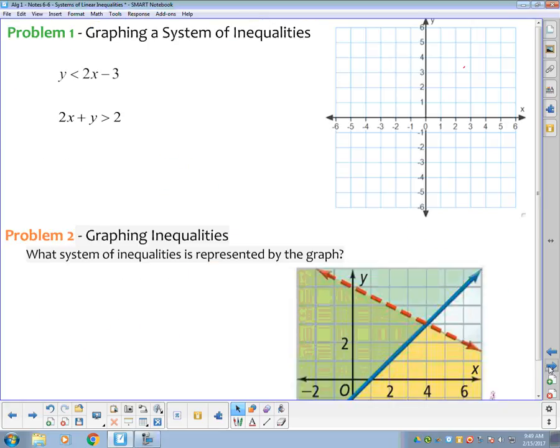So here's problem 1. Y-intercept. What's my y-intercept on the first one? And we got to be very specific. Yes, -3. And what's the slope? Yeah, up 2 over 1 again. So I go up 2 over 1, up 2 over 1, up 2 over 1, up 2 over 1.